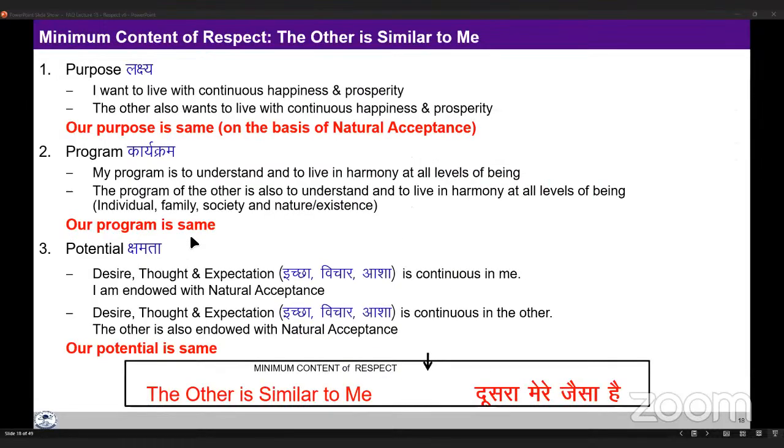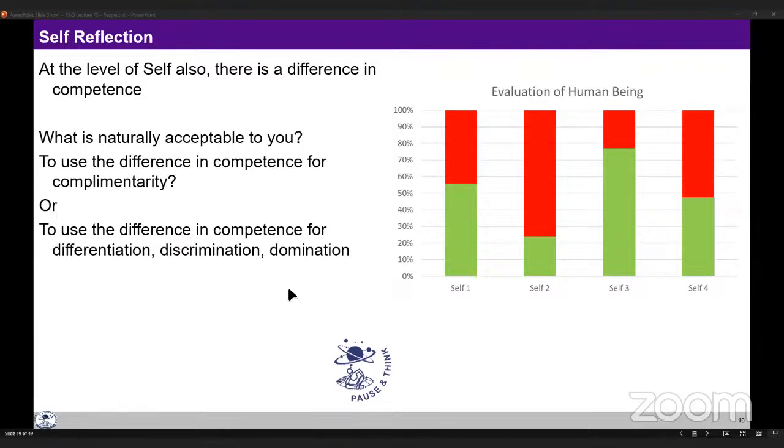So that is the complete content of respect, isn't it? At the level of the self also there is a difference, as you said. What is naturally acceptable to us? To use the difference in competence for complementarity, or to use the difference in competence for differentiation, discrimination, domination.